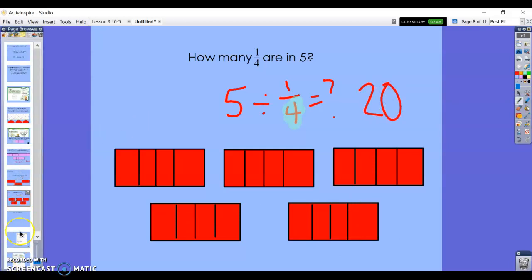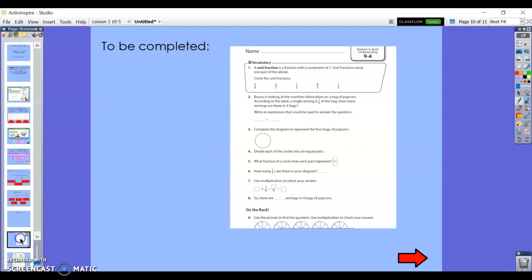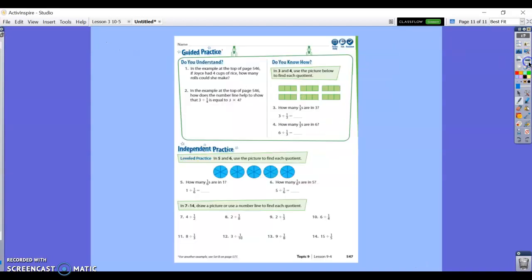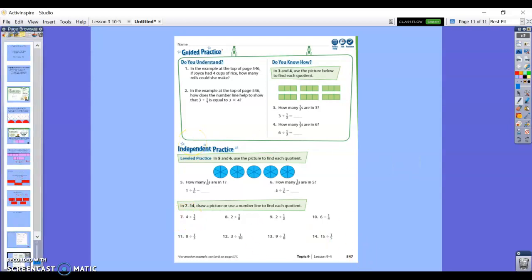All right, boys and girls, so let's get down to what you are going to have to do. You are going to complete Reteach to Build Understanding 9-4. You are also going to complete page 547, and you're going to complete 3 through 14. If you have any questions, please reach out to me via email or Schoology, and I will get back to you as soon as I can.